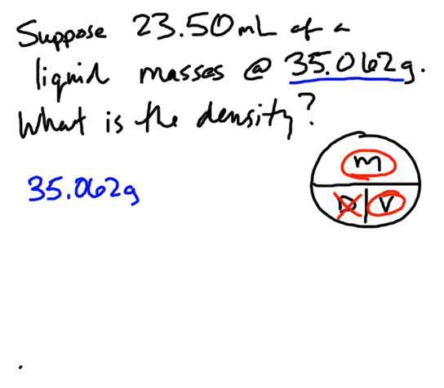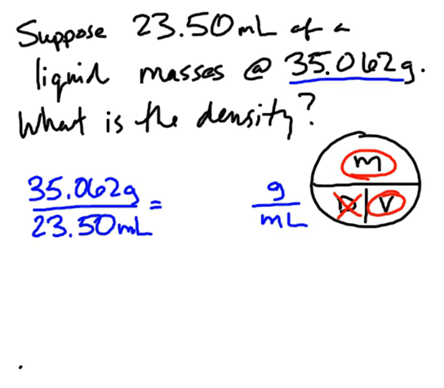So I'm going to put the mass, which is 35.062 grams. Notice I kept my unit in there. You need to always have your unit. And then volume is 23.50 milliliters. Now, I didn't cancel any of my units out, nothing like that, which means my answer should have this unit.